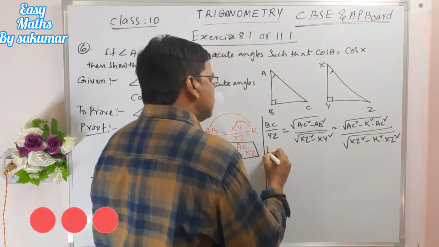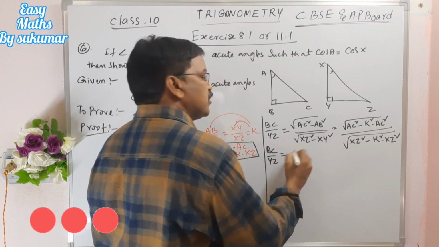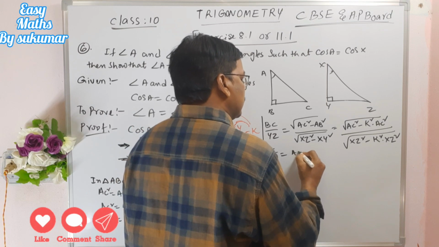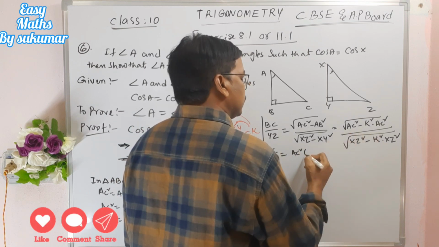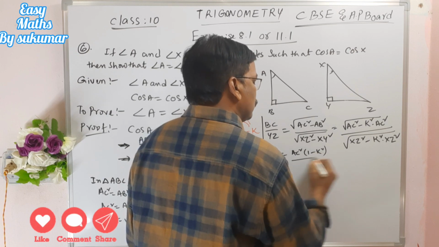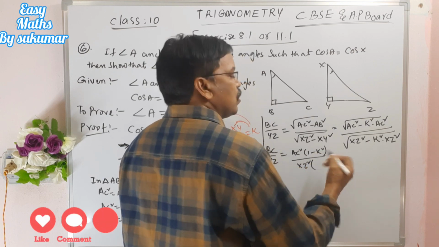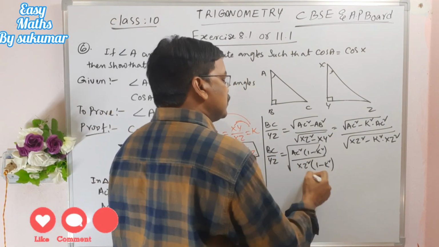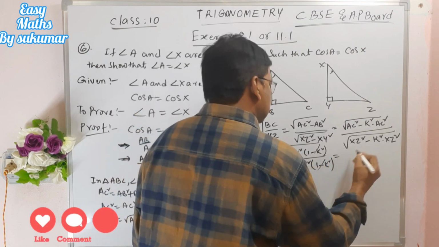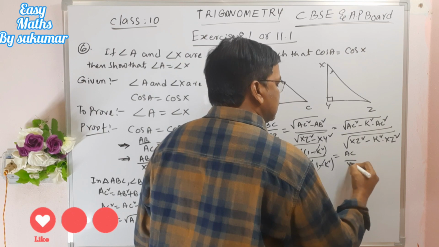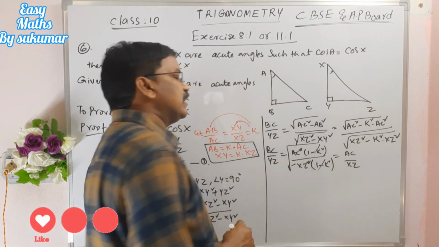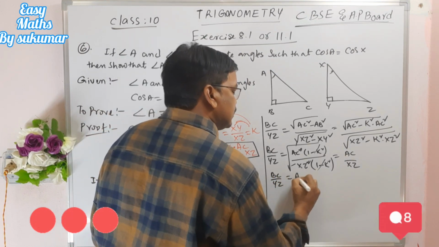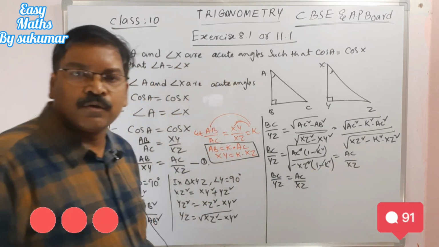So BC by YZ is equal to, let us take AC square and XZ square as common, AC square of 1 minus k square, whole by XZ square of 1 minus k square, under root. Now this 1 minus k square gets cancelled. So BC by YZ is equal to AC by XZ. Why? The square and root get cancelled. Finally, BC by YZ is equal to AC by XZ.